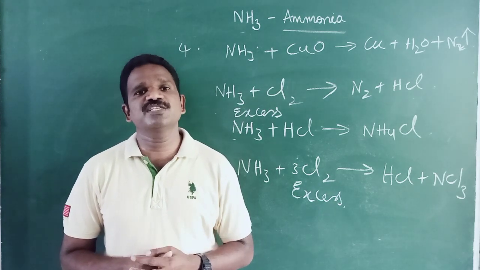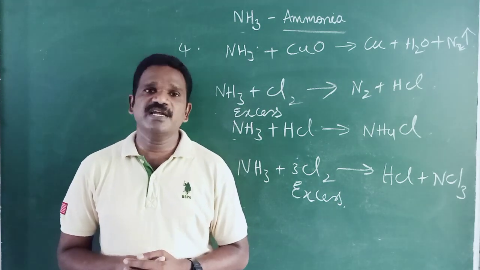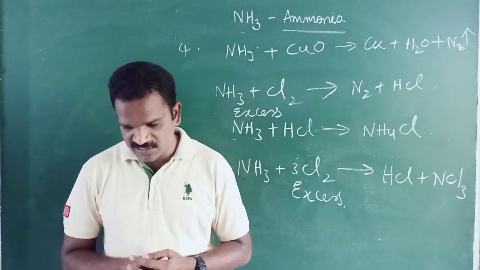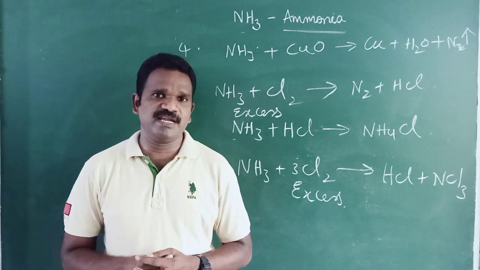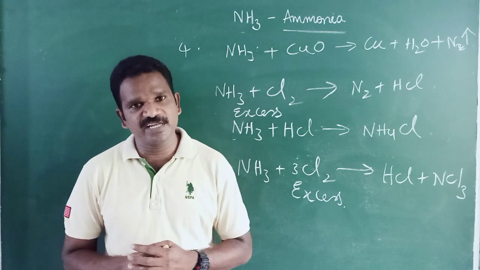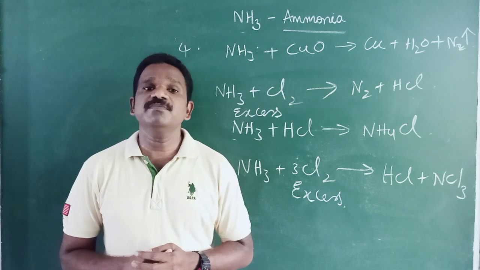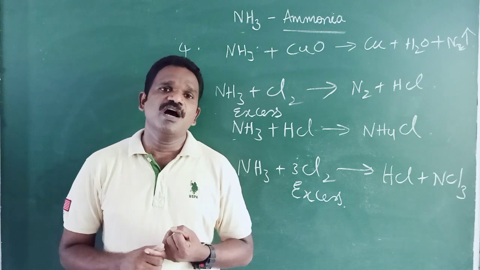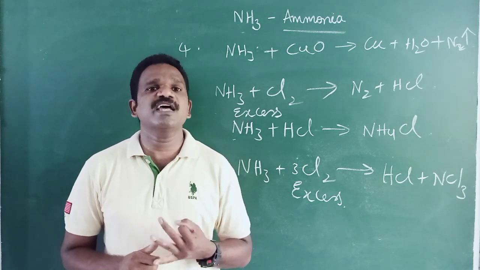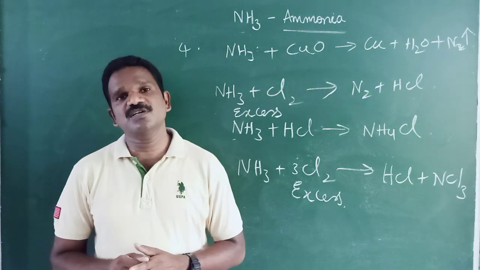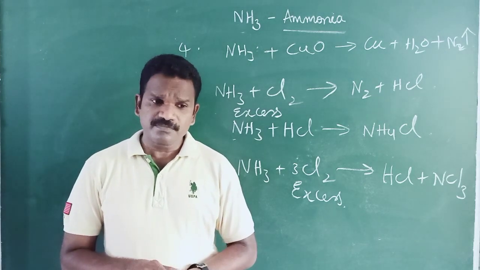This NH4OH, when treated with HCl, gives ammonium chloride. When treated with HNO3, it gives ammonium nitrate. When ammonium hydroxide is treated with sulfuric acid, we get ammonium sulfate. So like this we can produce ammonium chloride, ammonium nitrate, and ammonium sulfate. So this is about the aqueous solutions of ammonia.